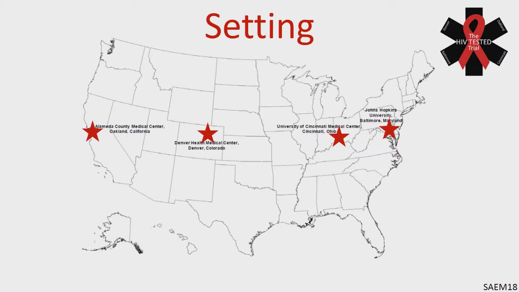This study, as already stated at the outset, was multi-centered. It included Highland Hospital in Oakland, California, for which Doug White was the site PI, and Denver Health, where we were the coordinating center for the study. University of Cincinnati, Mike Lyons is the site PI there, and then Hopkins with Rich Rothman is the site PI there.